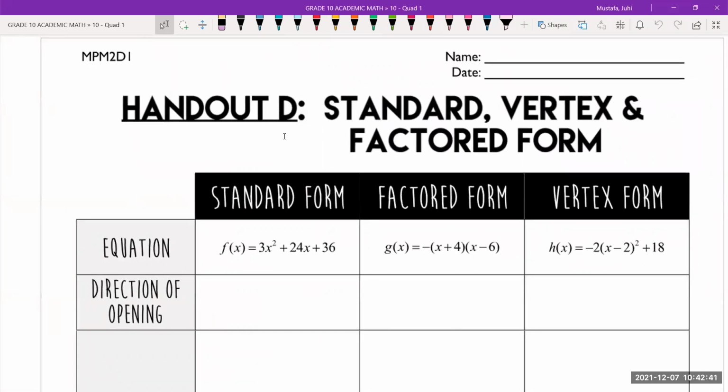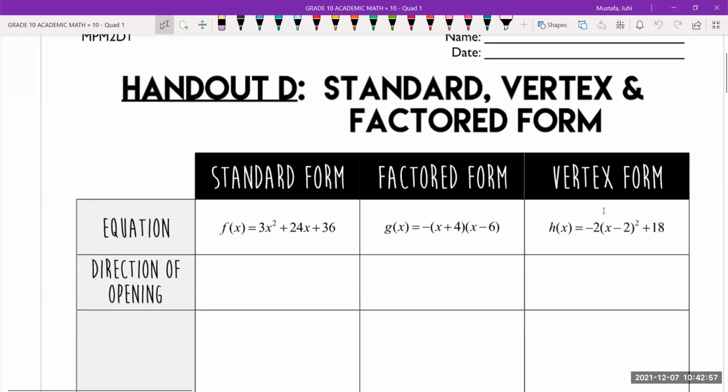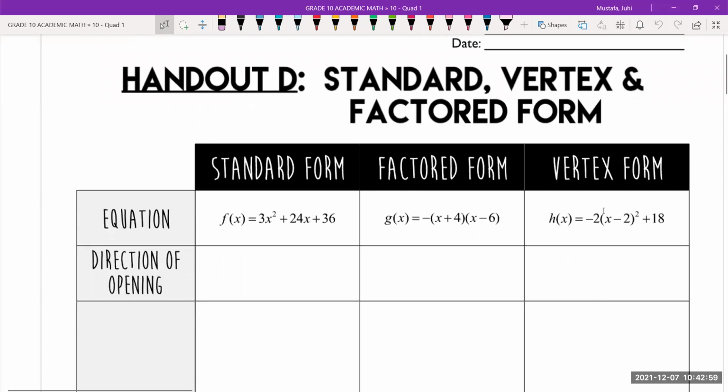Nothing new being learned here. Everything is the same practice as before, but let's just put everything together and see if we understand all of the different concepts. So we have an equation in standard form here. We have something in factored form here. We have something in vertex form here. For every single question, we're going to do all of these different things.